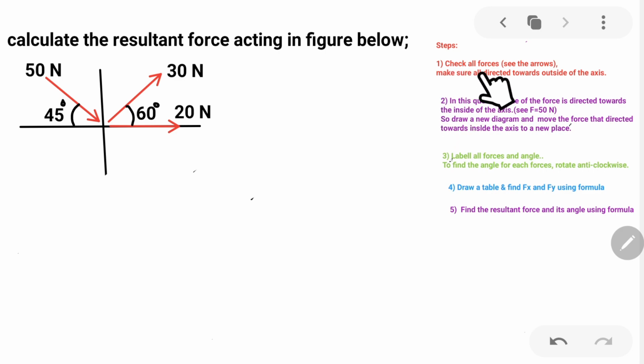First of all, check all forces, see the arrows, make sure all are directed towards outside of the axis. Okay, we want the arrows directed outside the axis. So here we have one force that is directed inside the axis, 50 Newton. So you need to draw a new diagram by moving the 50 Newton force to a new place. Alright, so draw a new diagram and move the force that is directed towards inside the axis to a new place.